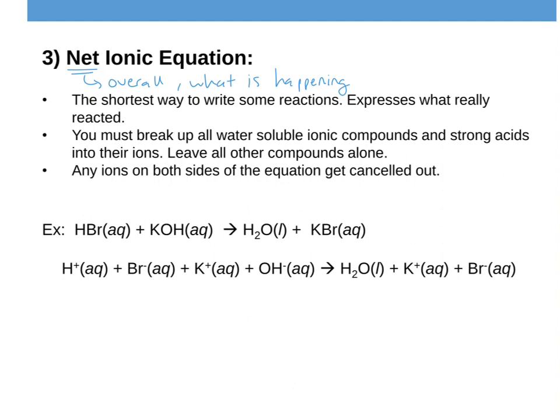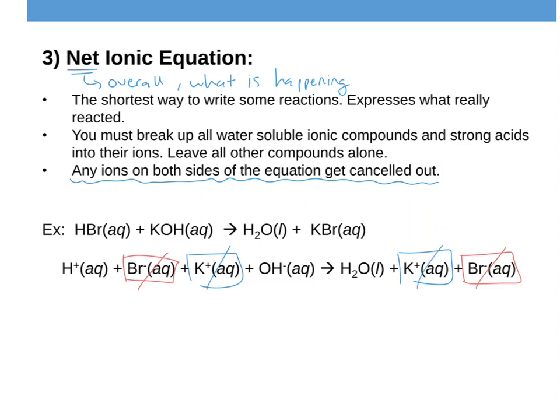But to solve this, you do the same sorts of things that you do for the ionic equation, but then at the very end, this is the important part, any ions on both sides of the equation get canceled out. So here's one of the ones that we did on that previous slide, the HBr with the KOH, making water and KBr. But what I'm going to do is cross off the things that are on both sides here. So I have a bromide on the left-hand side, and I have bromide on the right-hand side. So those are going. I have K plus on the left-hand side, and I have K plus on the right-hand side. So those are both going.